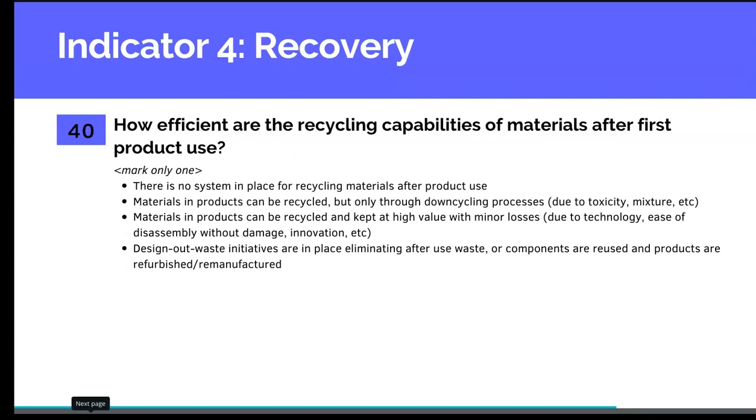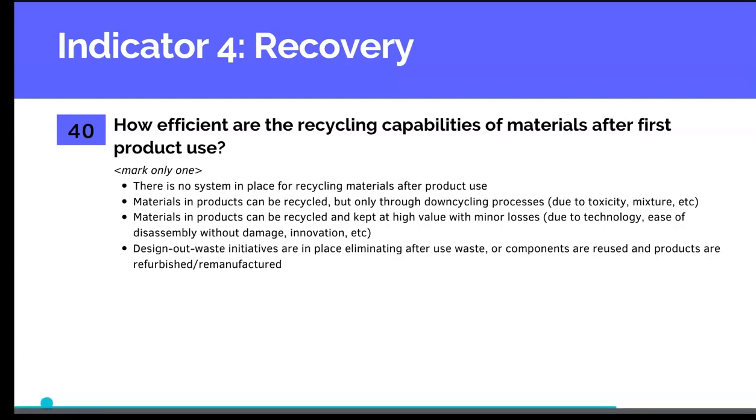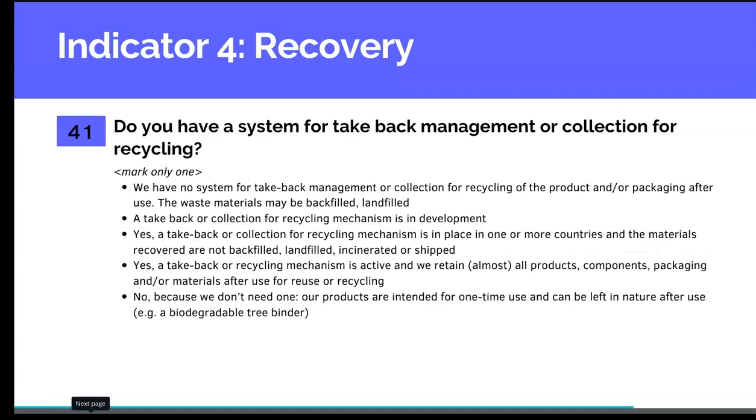Question number 40 is asking how efficient the recycling capabilities of materials are after their first product use. Well, whether they can be recycled after their use, and whether this recycling results in downcycling processes or value losses, or whether the materials in the products can be recycled and kept at a high value with only minor losses. Question number 41 is asking explicitly whether the company has a system for take-back management or collection for recycling. And there's also an option that it doesn't even need one. So make sure that you read the answers provided very carefully.